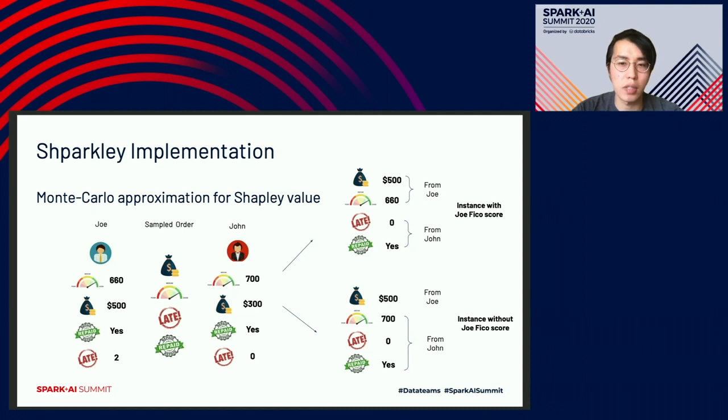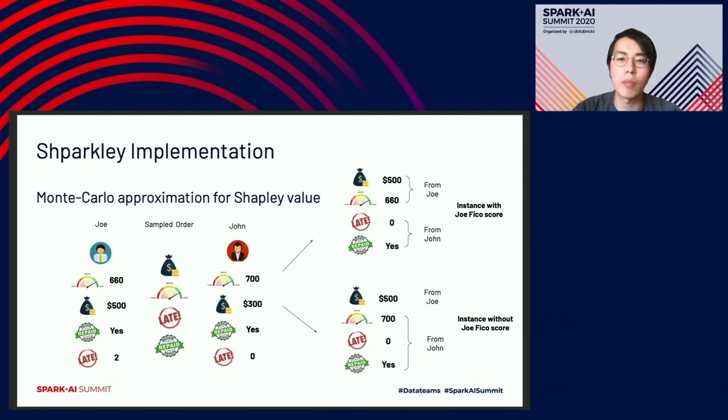Then we get our second instance, which is very similar to the first instance, except that we're going to replace the FICO score with John's FICO score, which is 700. So what do these 2 instances represent? For the first instance, you can think of it as the instance that has the effect of Joe's FICO score, whereas the second one doesn't have Joe's FICO score.